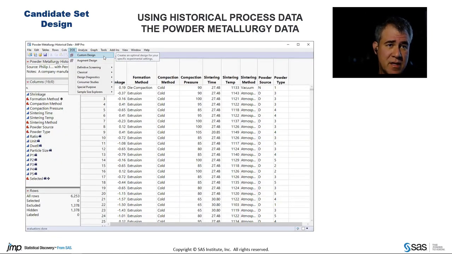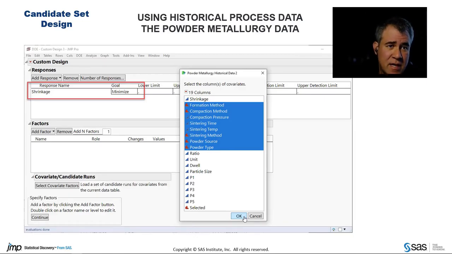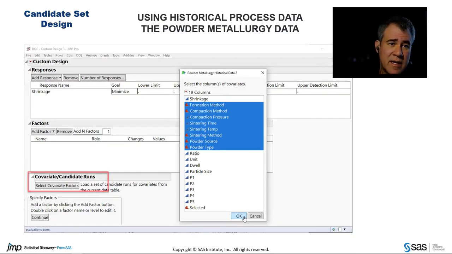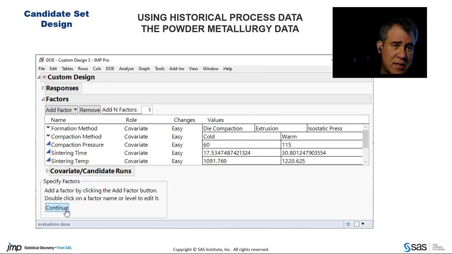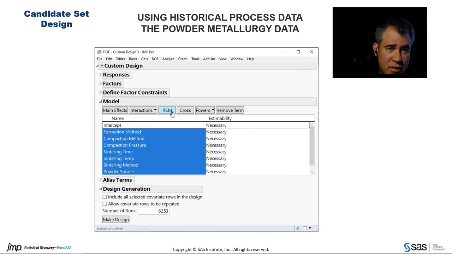To do this, we bring up the custom designer, set up the response, elect to load up some covariate factors, select the columns that we can control as DOE factors, and click OK. Now we've got them loaded.